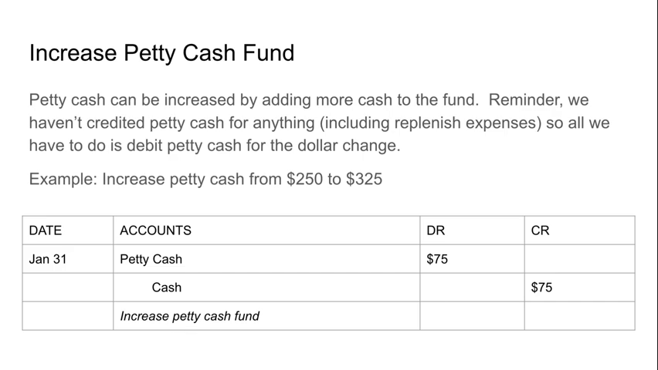You can also decrease the petty cash fund if you need to. So you do that by just flipping it. So you would debit cash because you're taking your cash and putting it back into your cash account, and then you're taking that from your petty cash account. So if you wanted to go from $325 to $250, you would just flip this transaction, debit cash, credit petty cash.